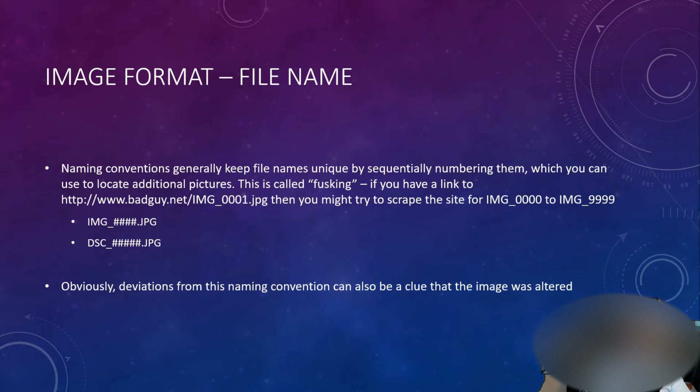This also means that it is possible to do something called fusking. So if you receive a URL that goes to a link and the image file name hasn't been changed, then you may be able to guess other images in that series. So for example, if you receive a link that goes to image underscore 0001, maybe try 0002 all the way up to 9,999 to see how many images are available in the series. So deviations in the naming convention could be a clue that the image was altered, although of course it's not at all conclusive.